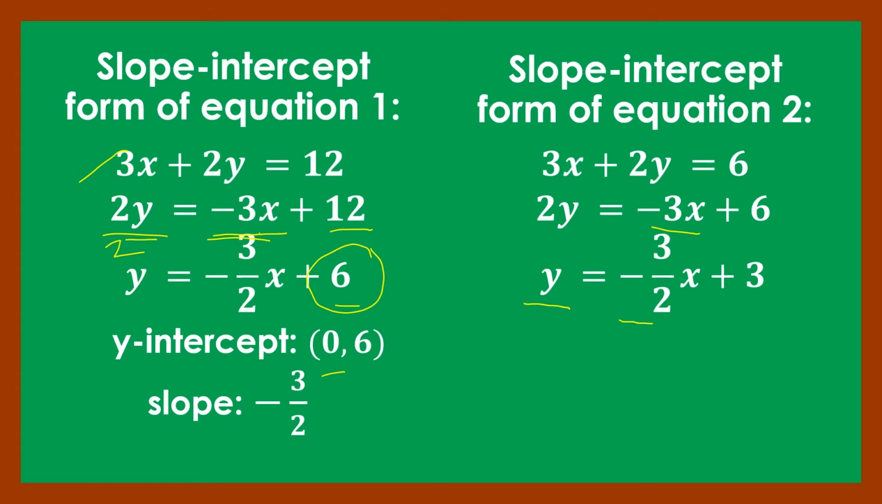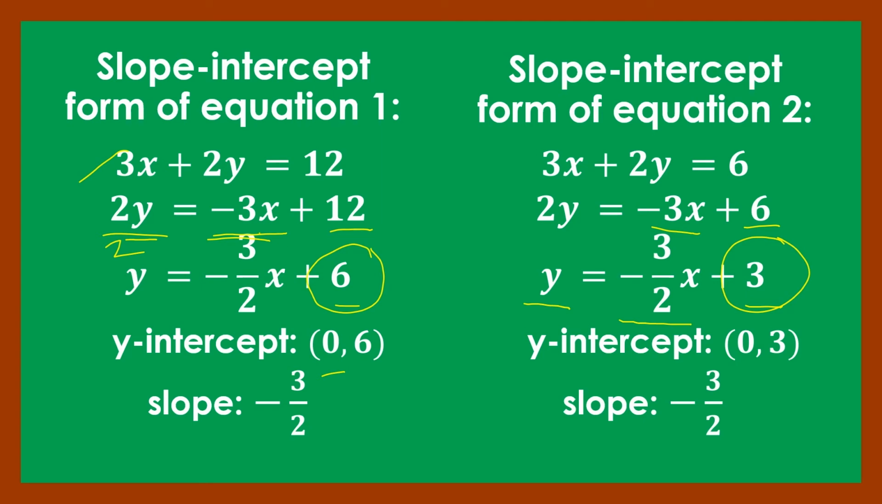And negative 3 will be divided also by 2. So, we will have negative 3 halves. And 6 will be divided by 2. That's why we will have 3. So, yung slope-intercept form ng equation 2 is y is equal to negative 3 halves x plus 3. Then, i-identify natin yung y-intercept. So, yung y-intercept, this would be yung constant natin. So, it will become 0, 3. And, still, yung slope natin is negative 3 halves.